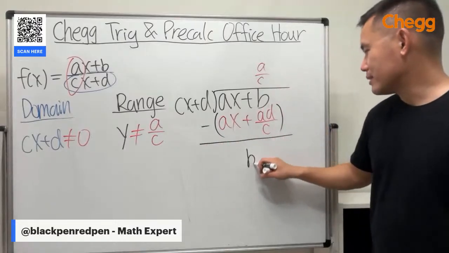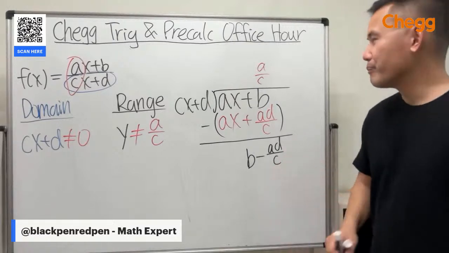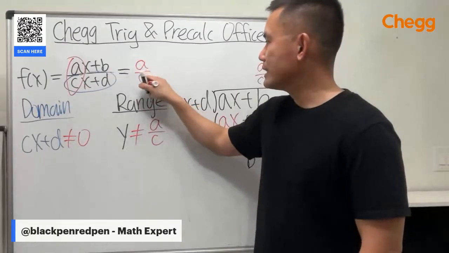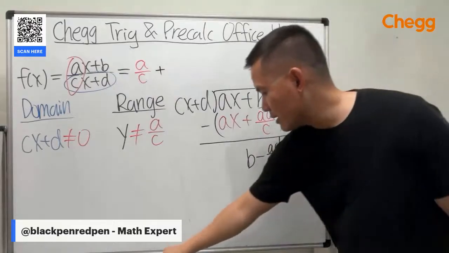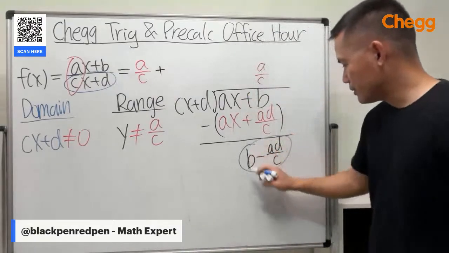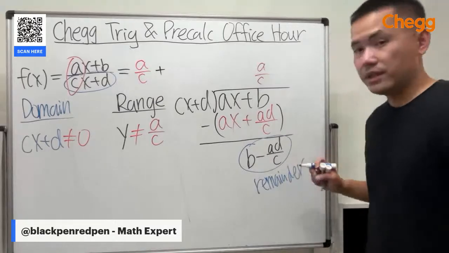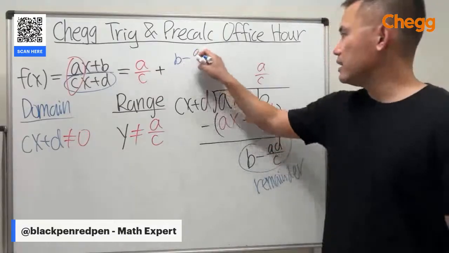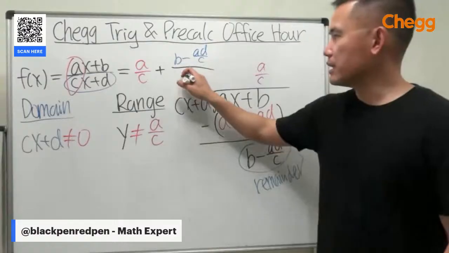This right here doesn't really matter. B minus AD over C, that's the remainder. But what we're saying is that this function can be written as A over C, and then you add the remainder. I'll put the remainder right here in blue. I'll just put that on the top right here: B minus AD over C, and then over the original denominator.